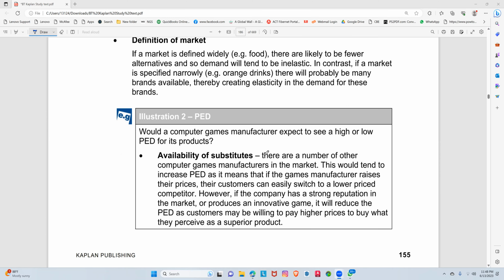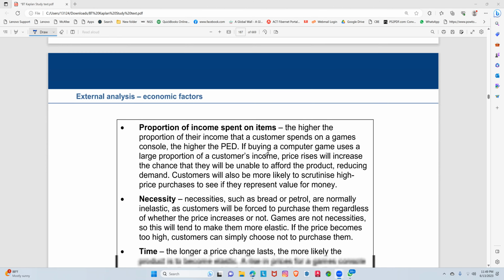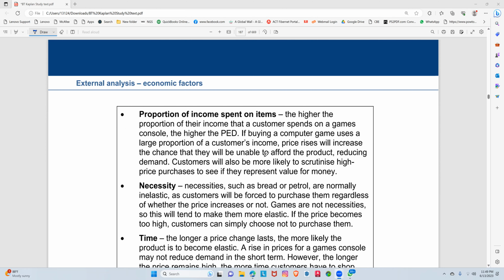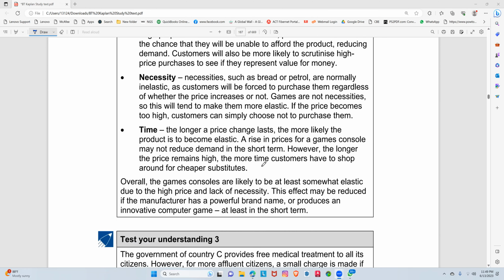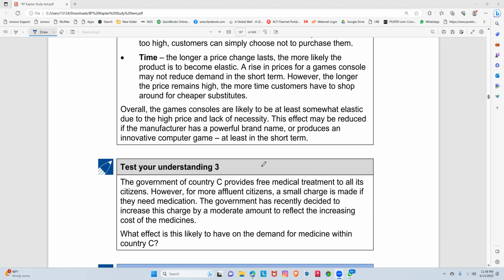Okay. So now, what would a computer games manufacturer expect to see, a higher or lower PED for its product? If the number of other computer games manufacturers in the market increases, it would tend to increase the price elasticity of demand, since they want more sales. That's it, nothing else. Proportion of income spent on items, necessity, time, yes, those are the examples we were just talking about.